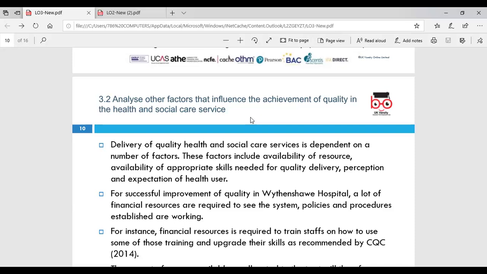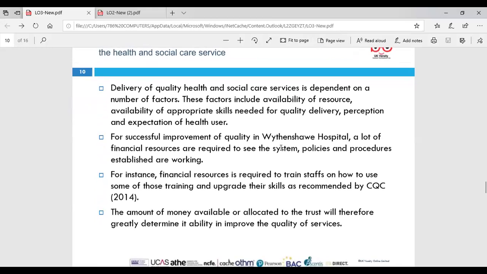When we're delivering quality health and social care services, it's dependent on a number of factors. The availability of resources, and appropriate skills for quality delivery. You might have all the resources available, but you're not able to provide skilled people for delivering those services. Perception and expectation of health users.